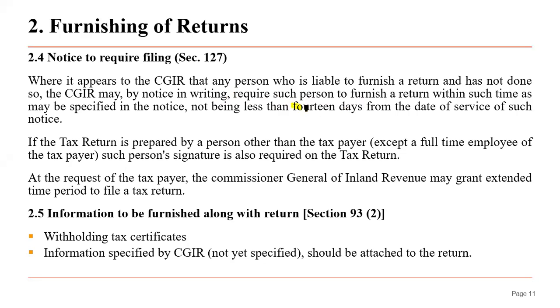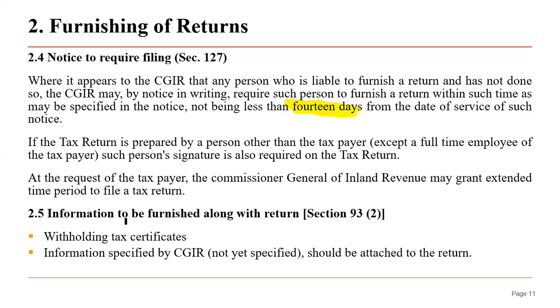Then the minimum time: the Commissioner General can't ask, as you can see here, for it to be filled and sent within less than the minimum period. The Commissioner General must give at least 14 days to complete this one. Most probably they are giving 1 month. In practice, they give 1 month from the date of notice, or from when the notice is received. Anyway, they give 1 month. But practically, here the law says 14 days.